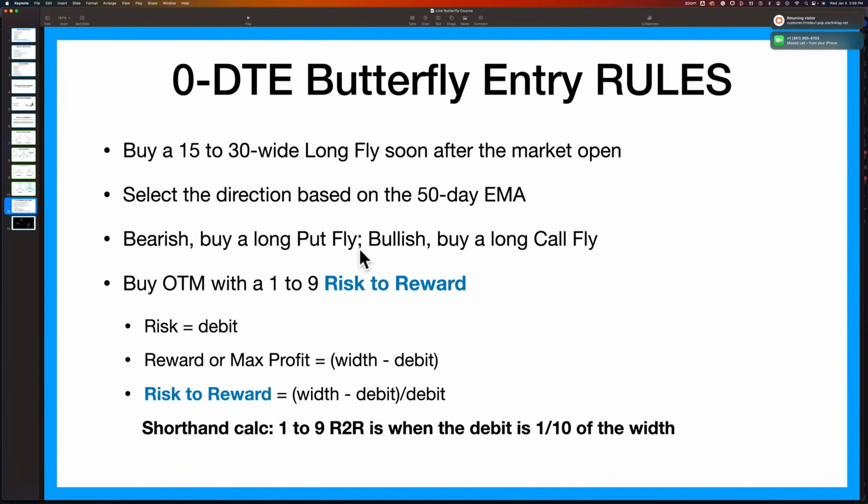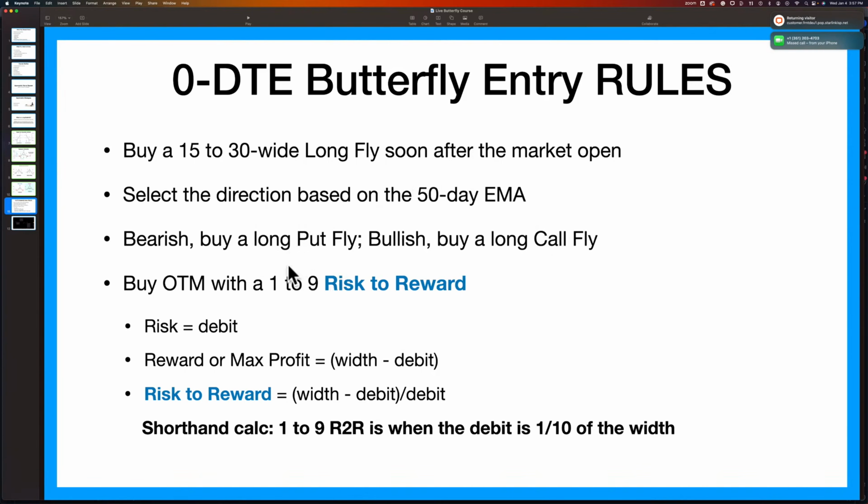Bearish, you buy a long put fly. Bullish, you buy a long call fly. Although realistically, it doesn't make a difference one way or the other. You could use all put flies or all call flies, but by convention, we use put flies for bearish ones and call flies for bullish ones. They would be the exact same strategy.